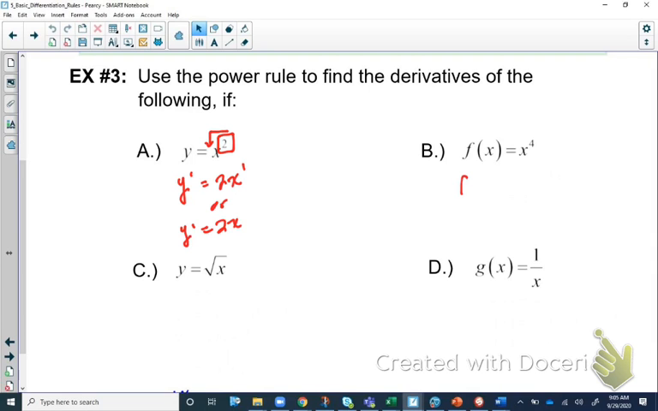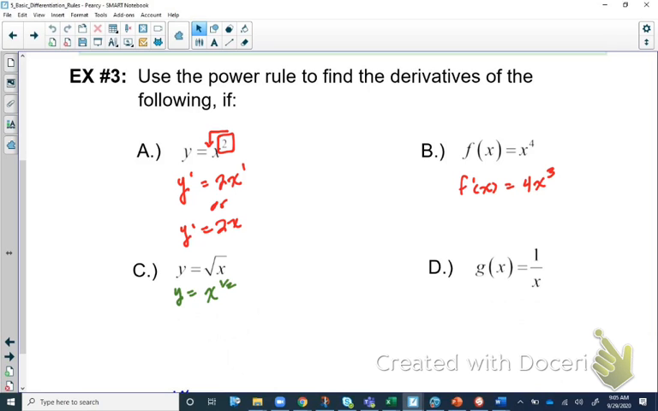So here on B, we're going to say f prime of x, and that gives us a derivative of 4x to the third power when we follow the derivative rules. Now the next two are going to change things up a little bit. We're still going to be able to use the power rule. Let's say y is equal to, we can rewrite the square root of x as an exponent and say it's x to the 1/2.